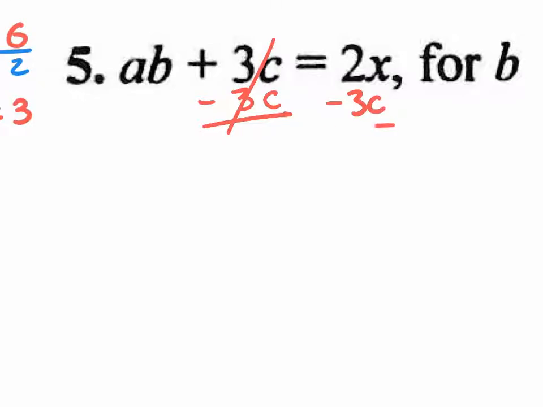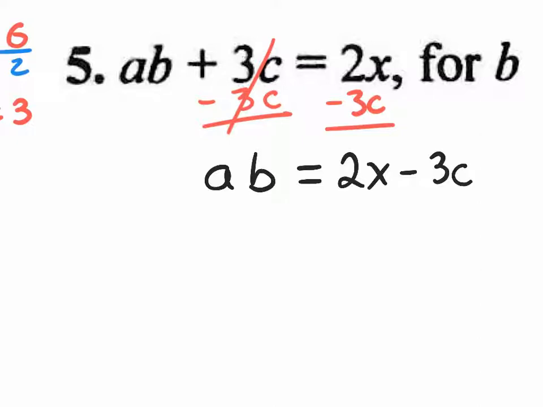Subtract 3c. Now, if this were a 2c up here minus 3c, yeah, I could actually get a negative 1c, but it's a 2x. It's not a c, it's a 2x. So you can't really subtract these, so you're just going to rewrite it. So on the right side of the equal sign, you're going to have a 2x minus 3c. And on the left side, what do I have? ab. Now, what are we solving for, a or b? Solving for b. So let's get b by itself.